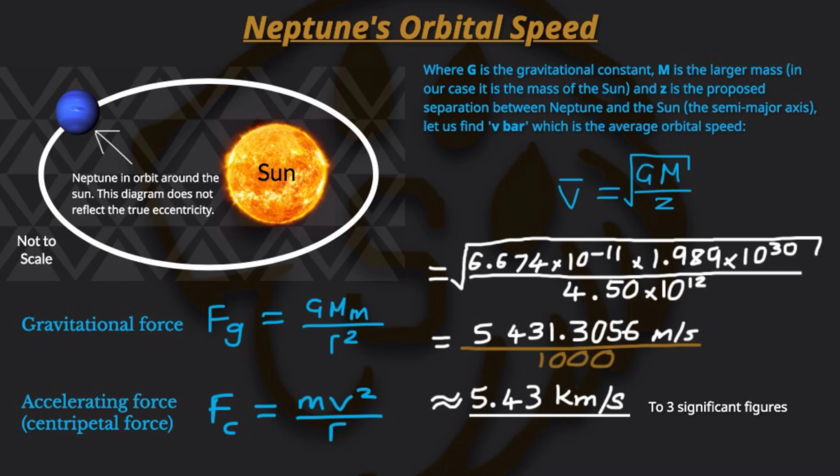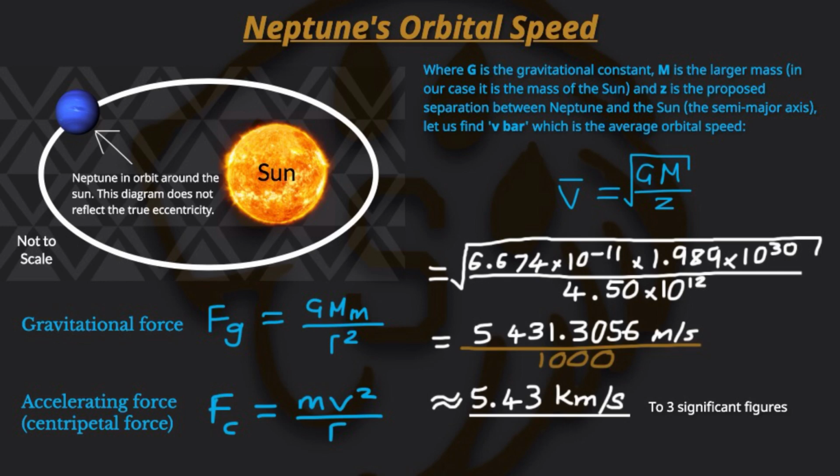M is the larger mass, the mass of the sun. It's not always the case that it is the mass of the sun; that's why it's highlighted in our case. You're going to see that when you look at the surface gravity of Neptune. There's another mass that we're going to use there. And then we have the semi-major axis z, which is the proposed separation between Neptune and the sun.